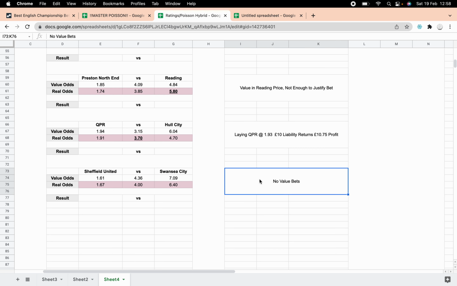Sheffield United Swansea, there's nothing there. There actually are no value bets. It's not even a judgment call. Everything's spot on, really. It's quite encouraging because it means the Poisson model can predict pretty accurately in line with the bookies. So yeah, there you go.